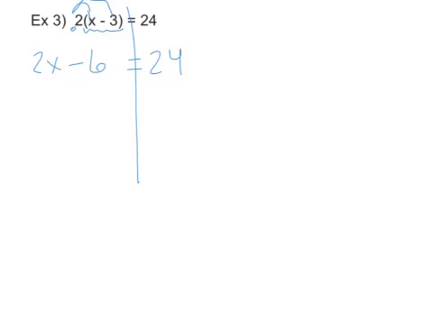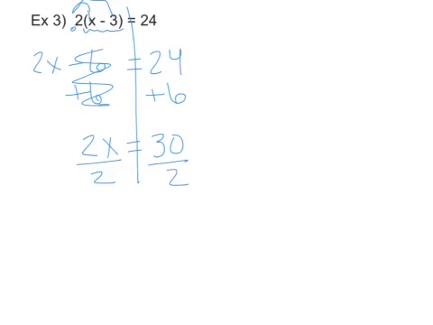So you're trying to get the x by itself, so we'll get rid of this minus 6. So we'll add 6 to each side. That cancels out. Bring down your 2x equals 24 plus 6 is 30. And our last step is to undo our multiplication or division. So we'll divide each side by 2. That gets rid of the 2's and gets the x by itself. And then 30 divided by 2 equals 15.